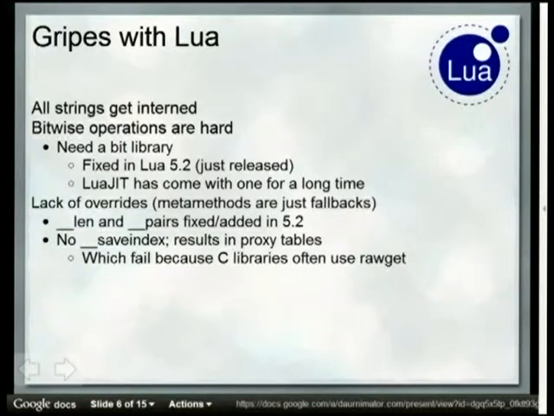Otherwise, there's no bit library built in, which means you have no bitwise operations, which can get very bad when other APIs expect you to be masking things or grabbing things out of bit masks. In Lua 5.2, they did bring out the bit library, which has fixed that, and LuaJIT has come with one built in for a long time.